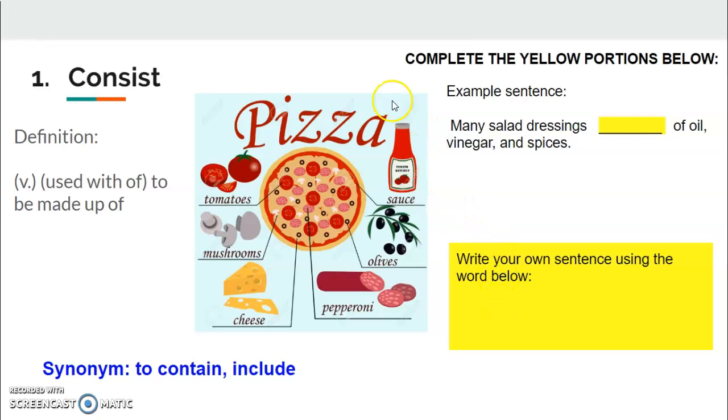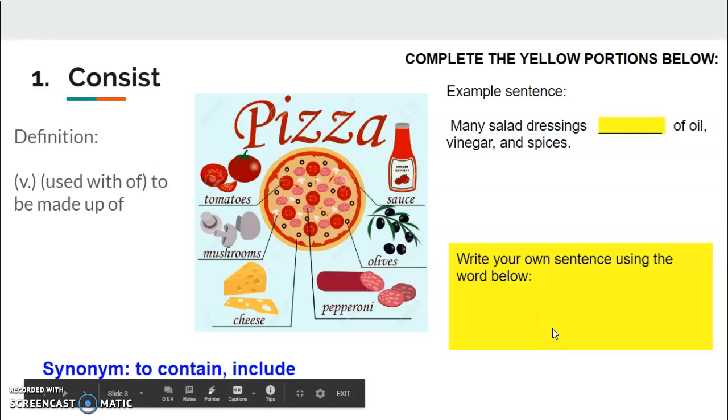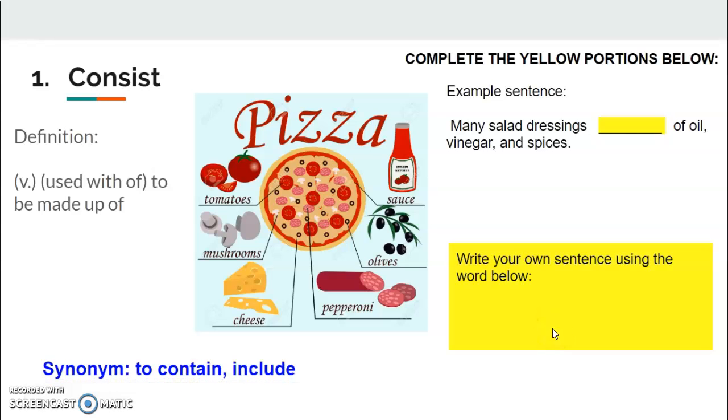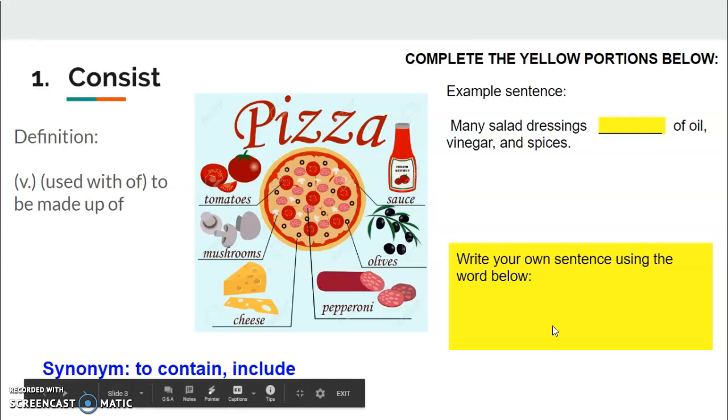Just as a reminder, what we do on these slides is we fill in the yellow blanks. Up at the top, we're filling in the vocab word. Down here, you are using the vocab word in your own sentence with 4 words or more. Remember, I don't accept sentences that are 3 words or less.